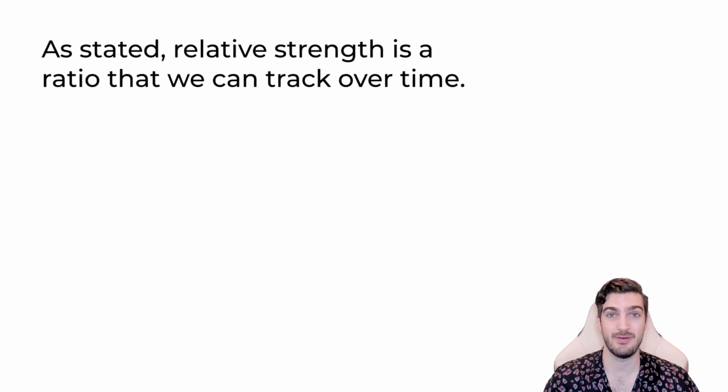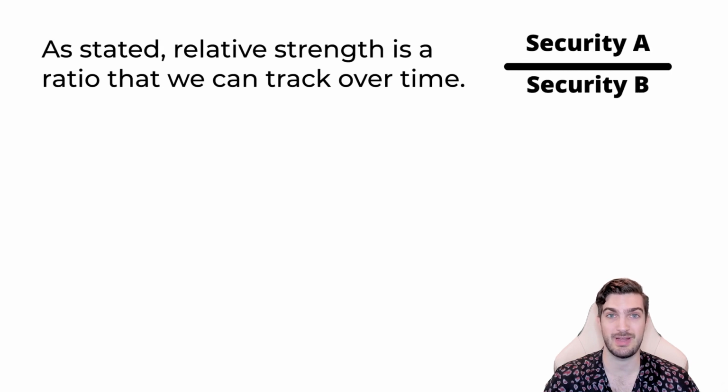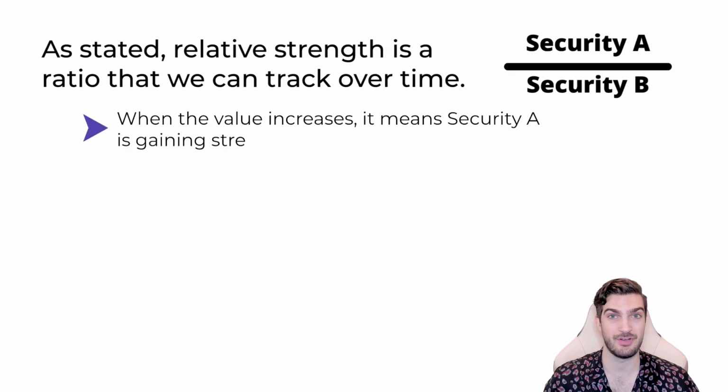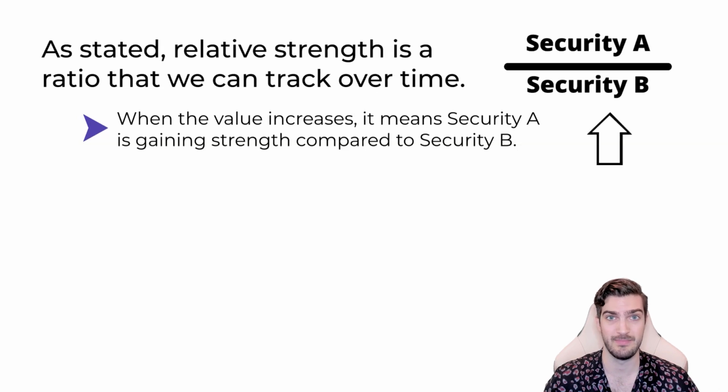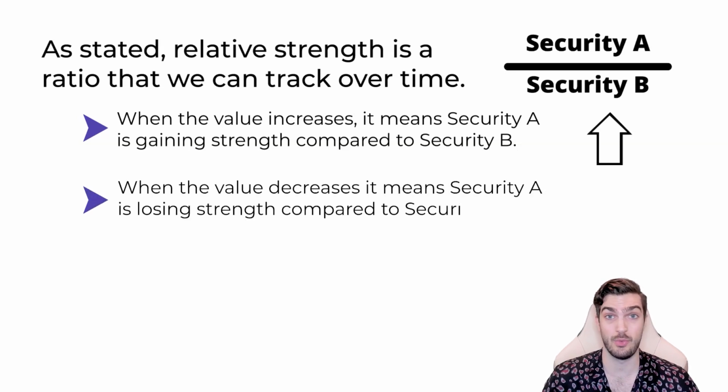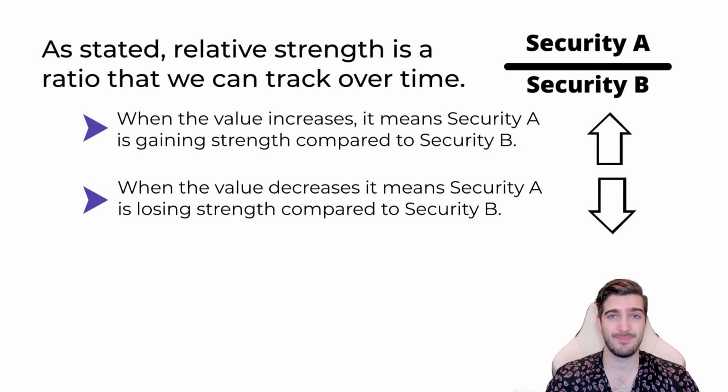We can find this relative strength ratio by just doing some simple division. Take the price of the numerator and divide it by the price of the denominator. And that gives us a value that we can track as it changes over time. When the value of that ratio is increasing, that means that the price of the security that we're looking at is improving compared to the price of the other security. If the value of that ratio is decreasing, that means that the value of that security is worsening, or is losing value compared to the other security.